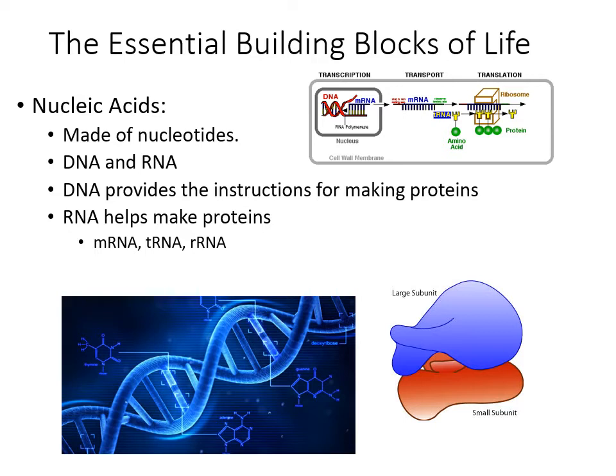There are different types of RNA. Messenger RNA is like a template that is read. Transfer RNA reads the messenger RNA and brings amino acids. And ribosomal RNA makes the ribosome, which helps string those amino acids together.